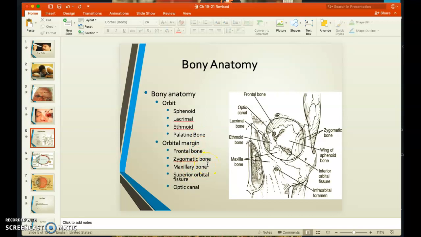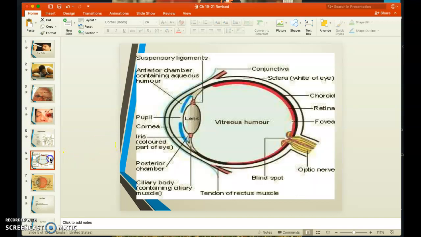So they provide that outer rim. We call it the orbital margin. And then the orbit would be underneath. That's the sphenoid, lacrimal, ethmoid, and palatine bone. So again, a lot of bones coming together. We see a lot of different fractures based on getting hit, getting punched, things thrown at you. There can be a lot of different fractures because of this very unique anatomy.